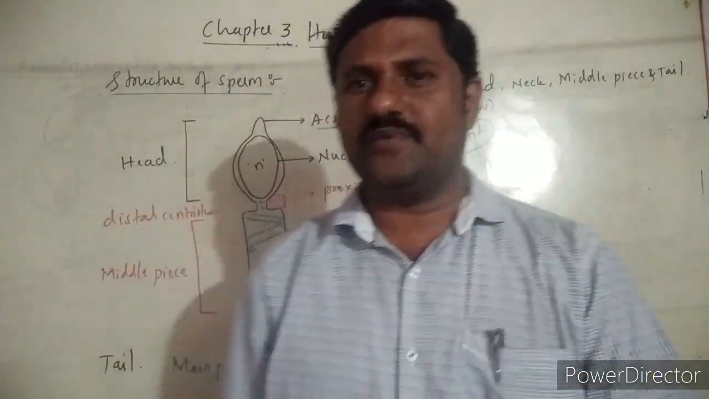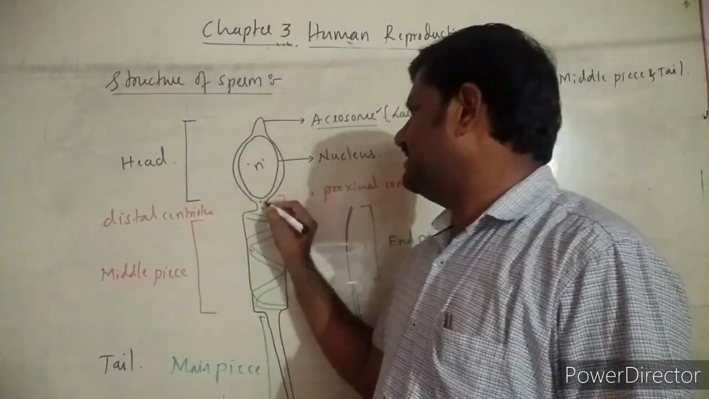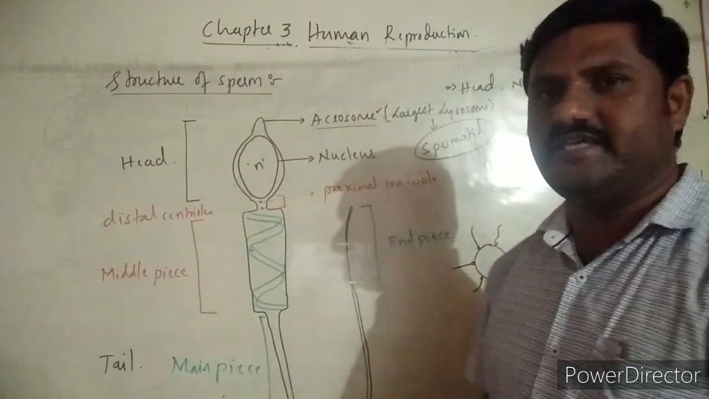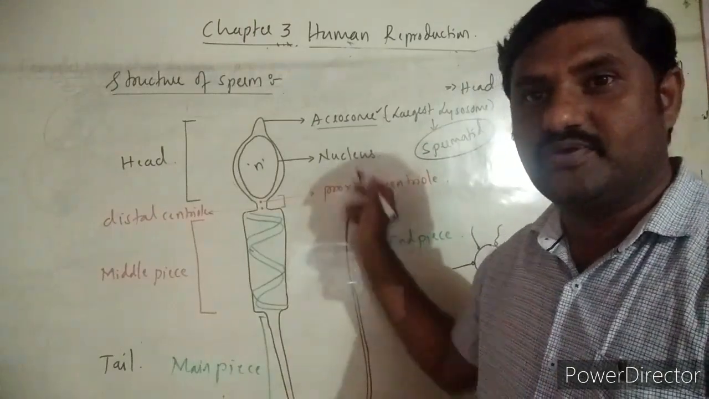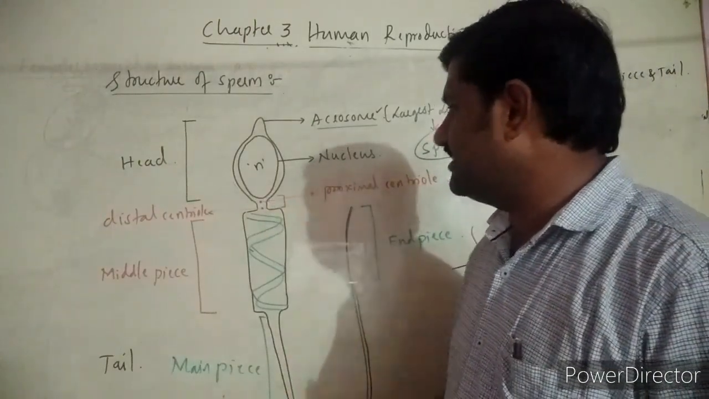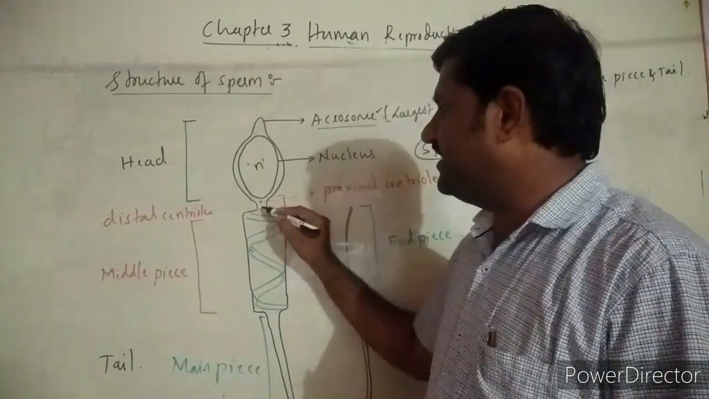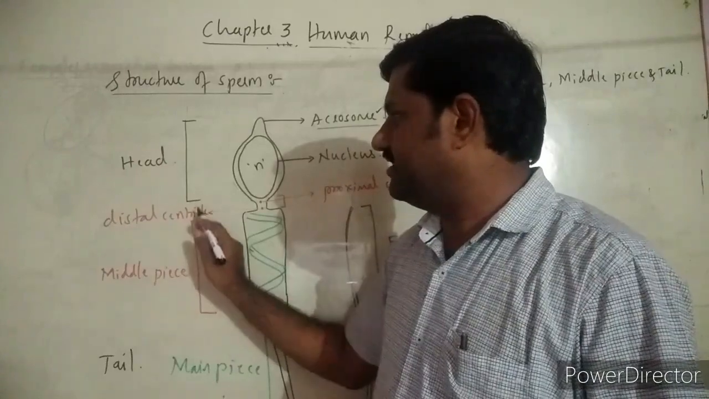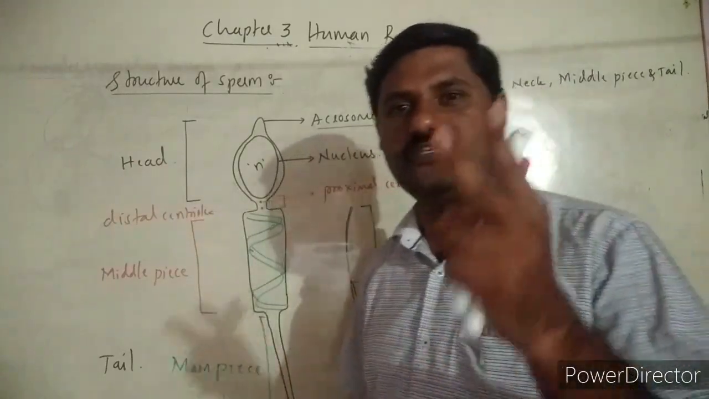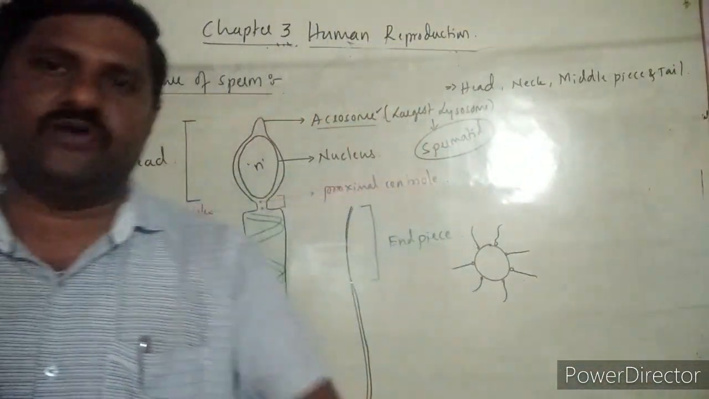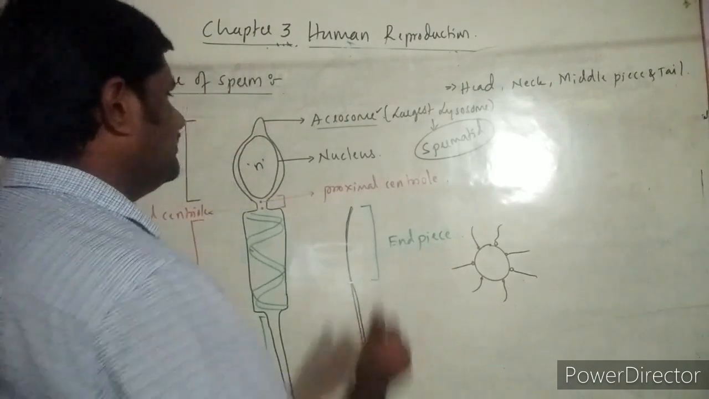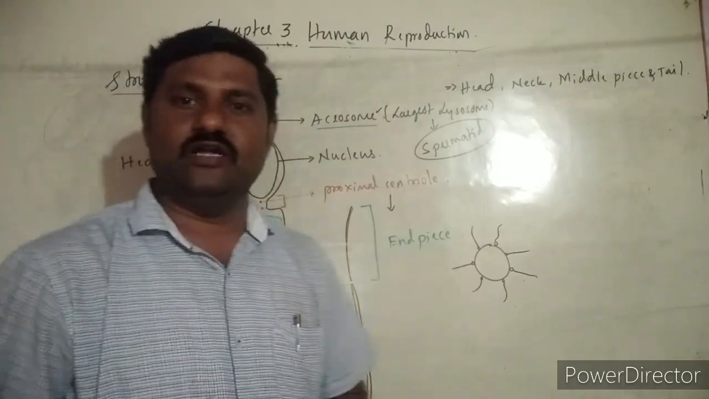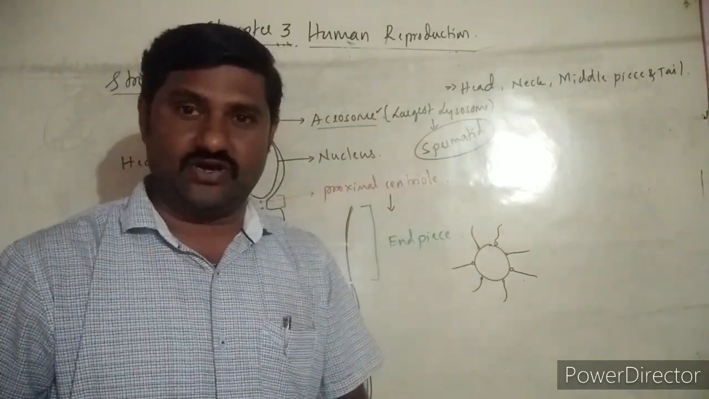In this neck portion, towards the nucleus, there is the proximal centriole, and towards the middle piece, at the starting point of the middle piece, there is another centriole, a distal centriole. The functions of these two centrioles are very important. Note down the point. This proximal centriole helps for the first cleavage.